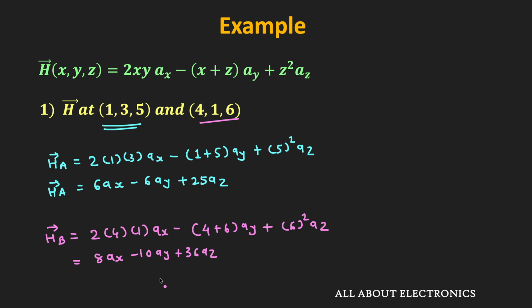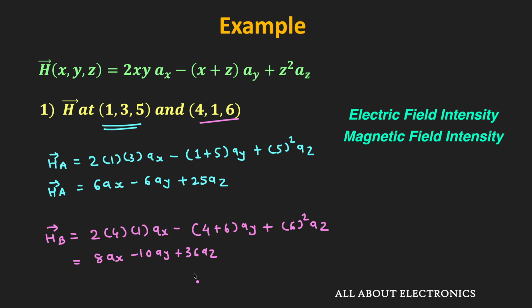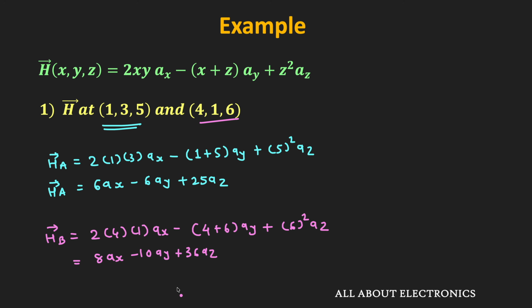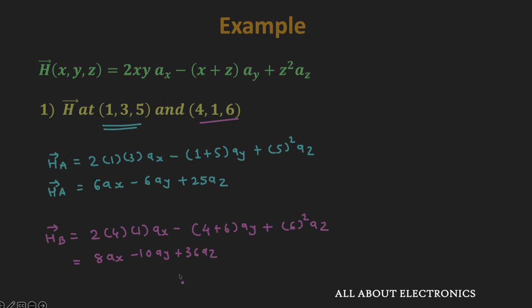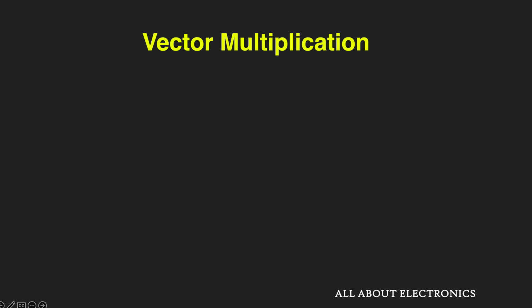So in this way, as we move around the space, we will get different vectors at different locations. In electromagnetics, the electric field intensity and magnetic field intensity are some of the examples of the vector field. Later on, we will see them in detail. But I hope in this video, you understood what is scalar and the vector and how we can perform the vector addition and the subtraction. In the next video, we will learn about the vector multiplication, and we will see the two types of vector multiplication, that is the dot product and the cross product of the vectors.